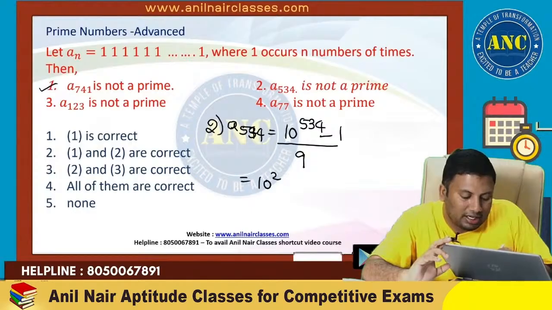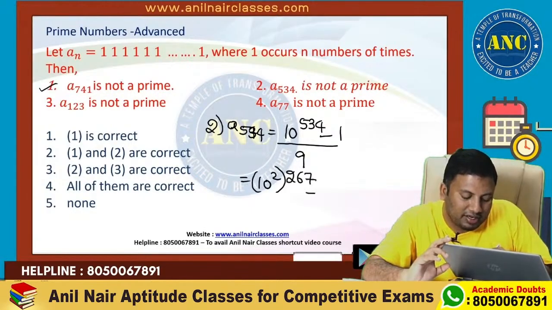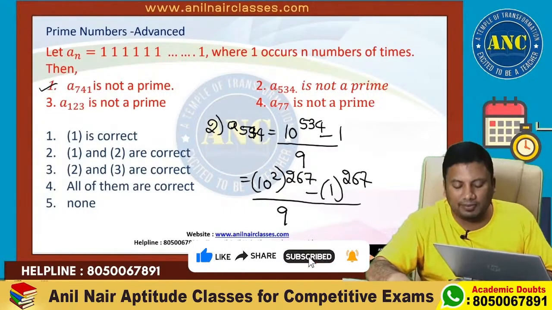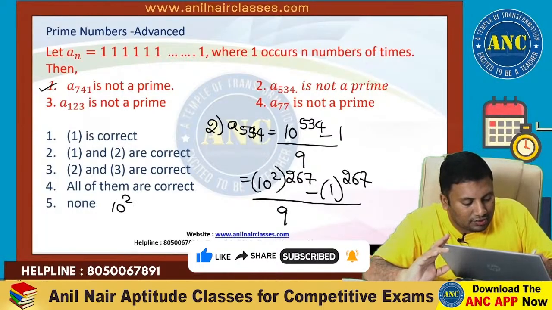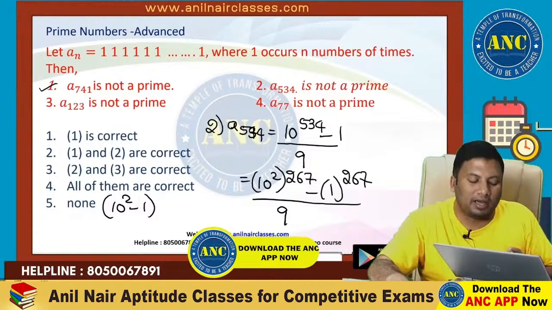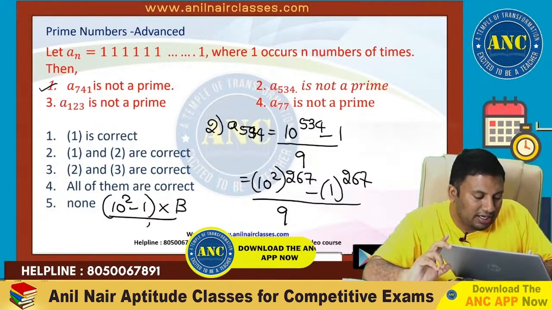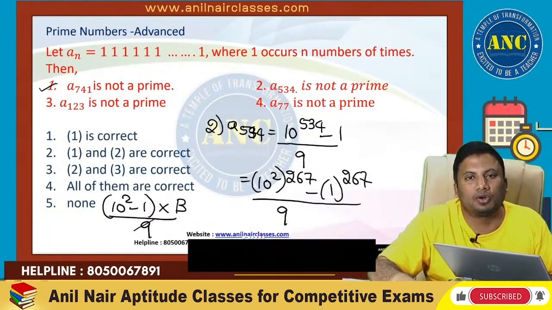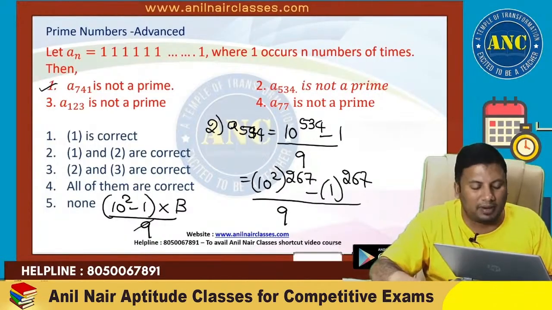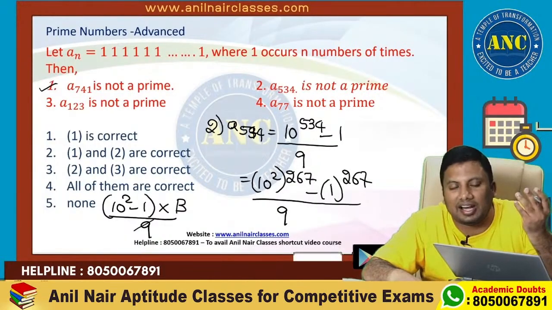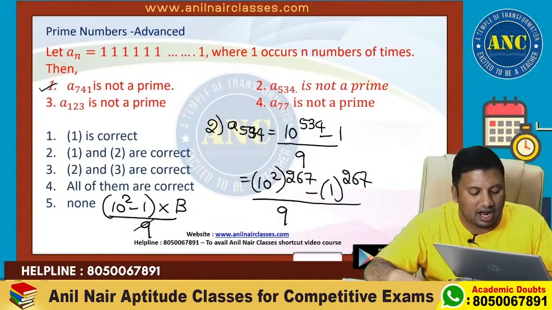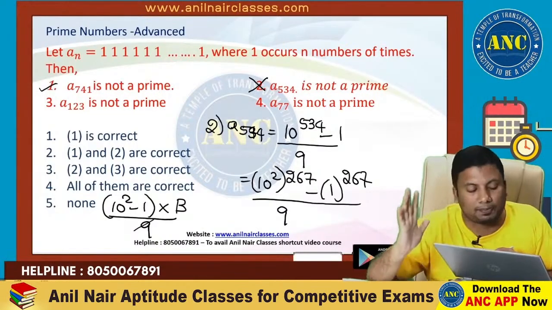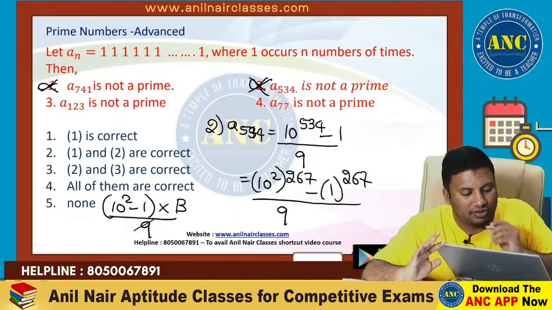These are nothing but (10²)^267 minus 1^267 divided by 9. Are you all with me? So again it is nothing but a^n minus b^n, divisible by 10² minus 1, into some number, divided by 9. 100 minus 1 is 99. 99 means 9 goes, 11 remaining. The answer is divisible by 11. If it is divisible by 11, other than 11 itself, every other multiple of 11 is a composite number. These are not possible. Purely advanced level, conceptual level questions. These are not possible.